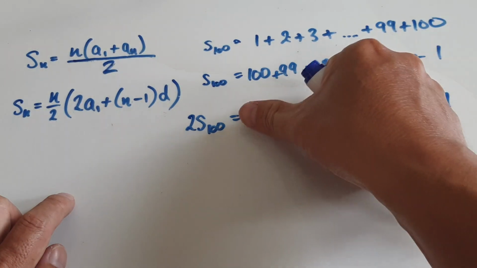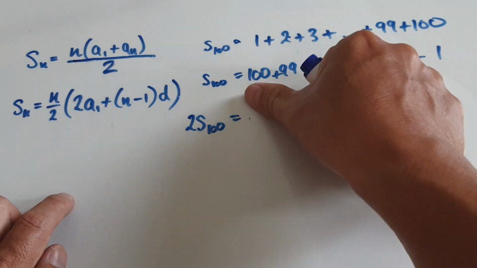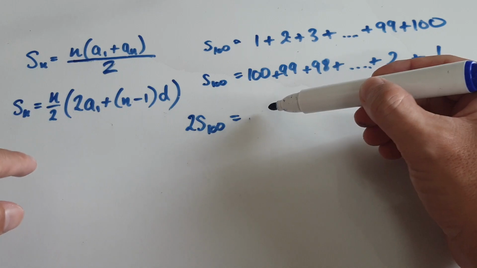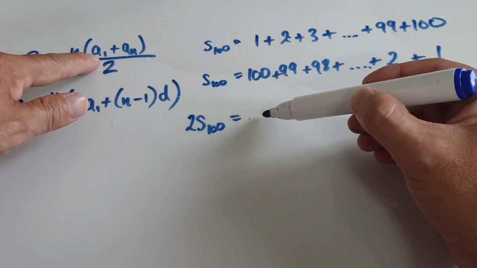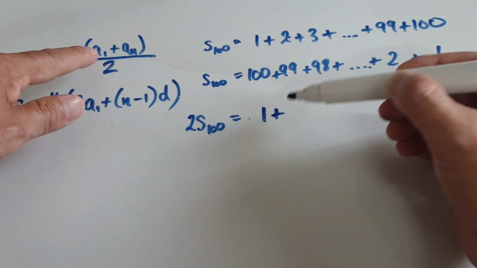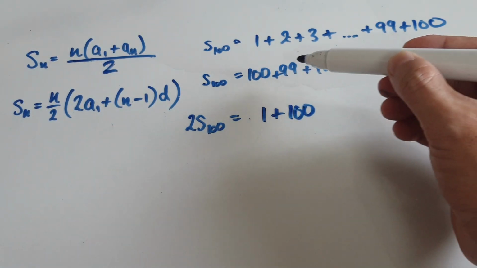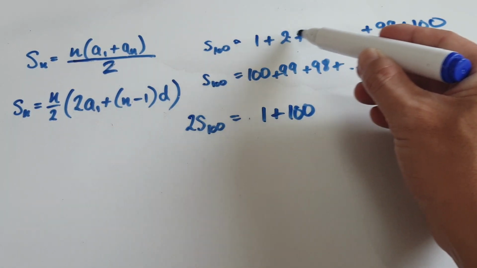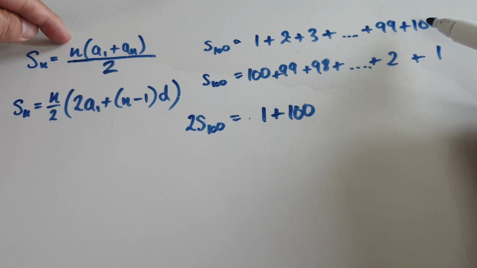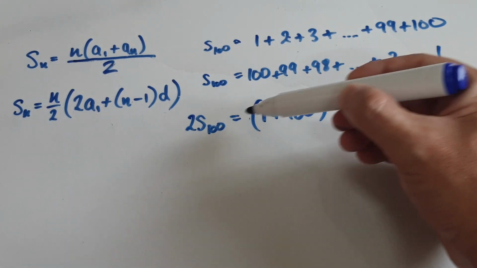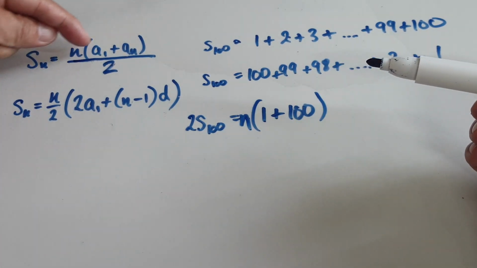So the quick way of doing this would be to get the first term. This is A1 here, and then add it to the last term. That's AN here. And then you've got 100 lots, which is n, the number of terms. You times it by n. So you can see where this formula comes from.